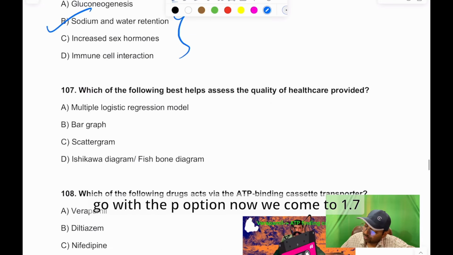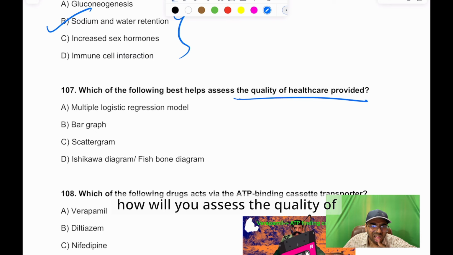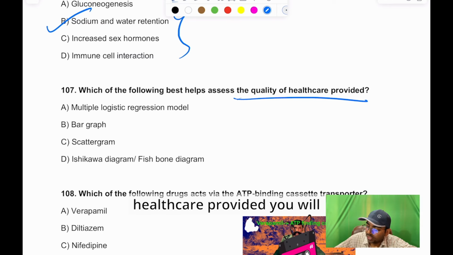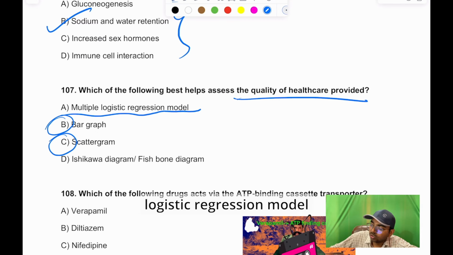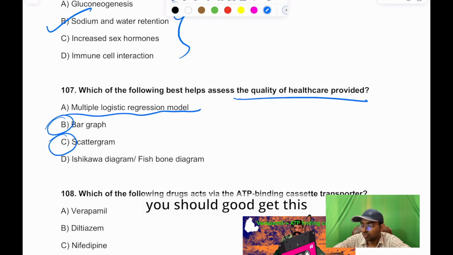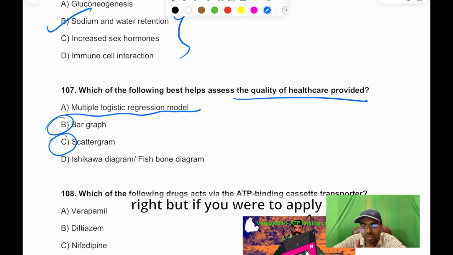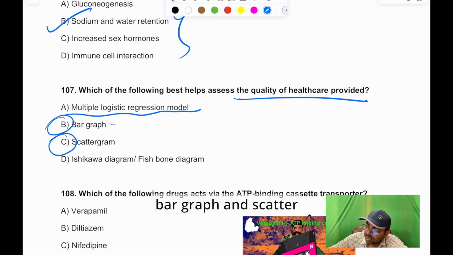Now we go to 107, healthcare. See, this is a rote type of question. How will you assess the quality of healthcare provided? You will know about the bar graph, you will know about the scatter graph. And again this is a multiple logistic regression model. I'm not saying that you should get this right, but if you were to apply a tukka, how can you apply it? See, this is a bar graph and a scatter graph.